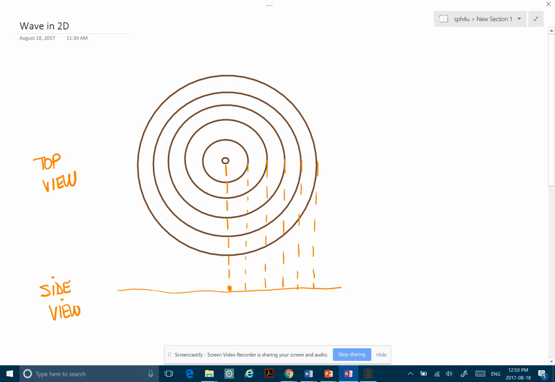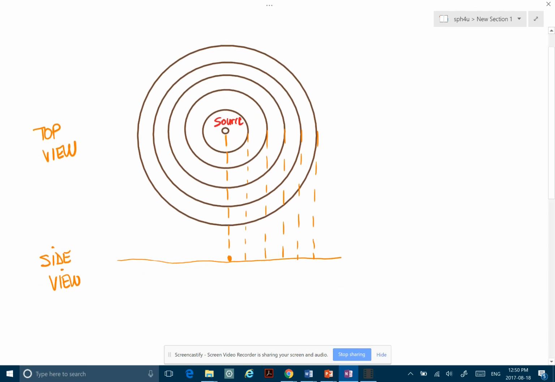If this is the source and it's transmitting some waves, think of a ripple tank, of a faucet dripping into a water surface. And these are the ripples that spread out, they look like concentric circles, okay? To relate it to a one-dimensional wave, let's pretend that this is the top view, and then underneath here I put the side view. So I drew dashed lines matching those concentric circles.